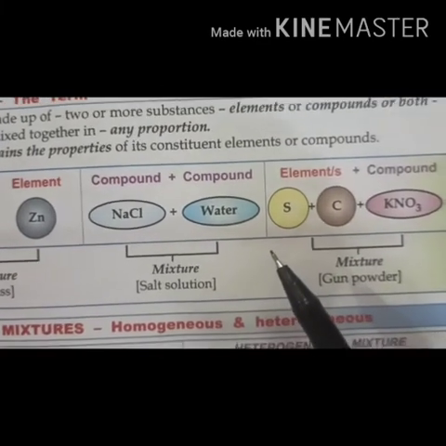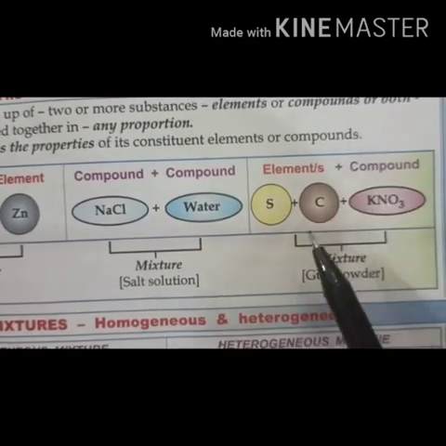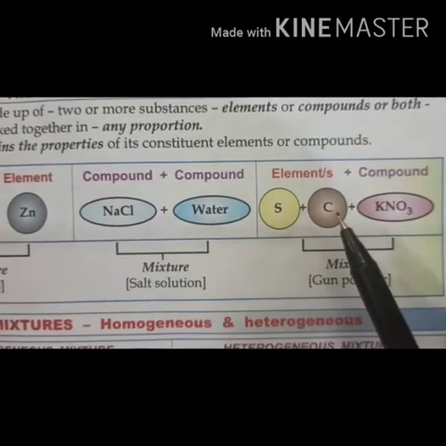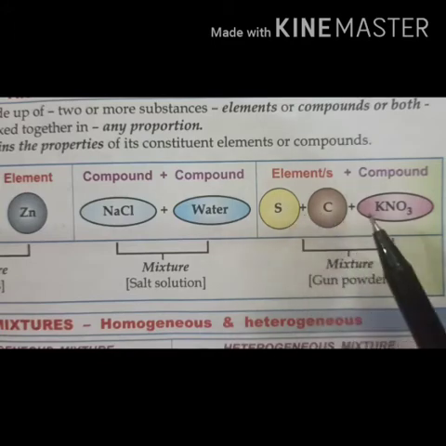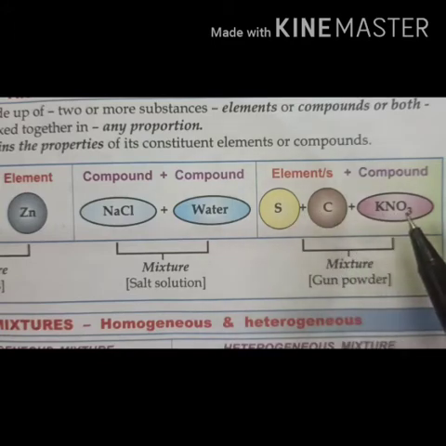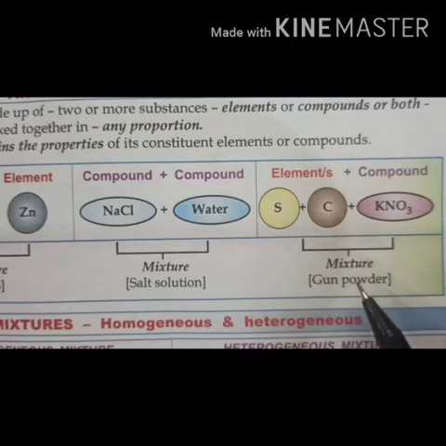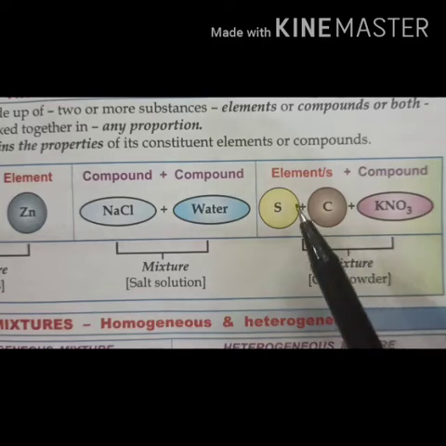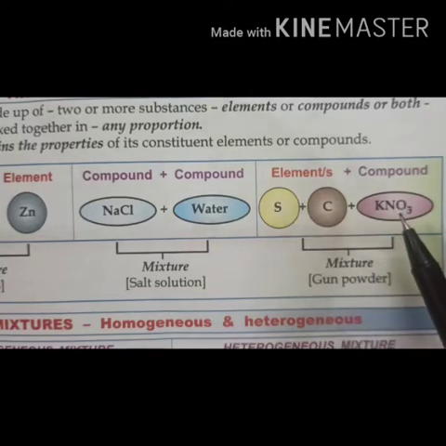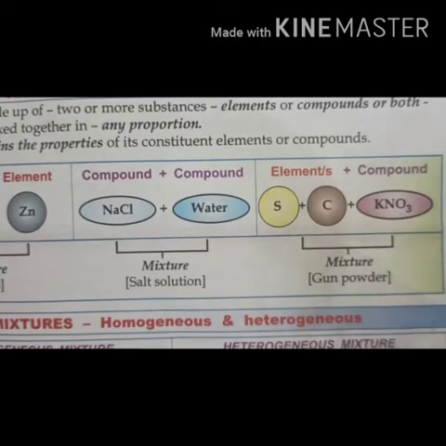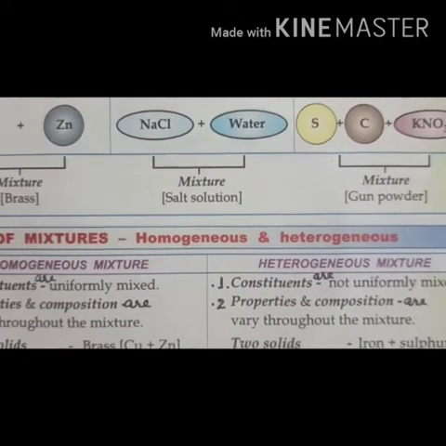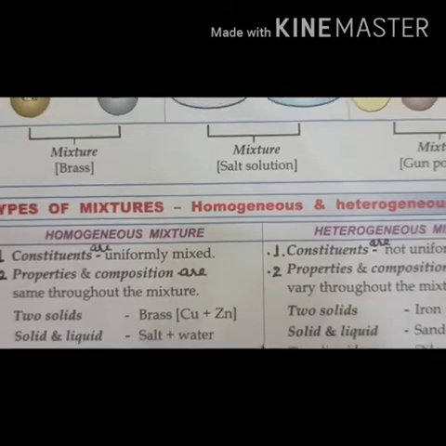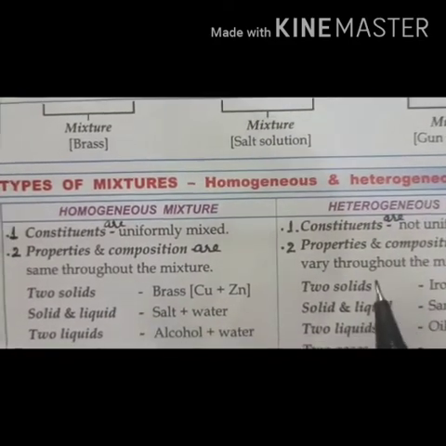Now next is a mixture of element and compounds. You take sulfur and carbon, two elements, and potassium nitrate, that is a compound. When these are mixed, you get a mixture that is called gunpowder, which is a mixture of elements and compound, right? Next, a mixture is of two types. It may be homogeneous or it may be heterogeneous.